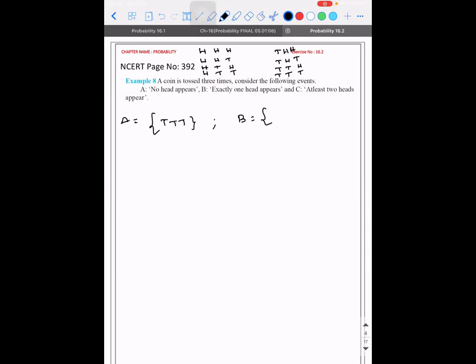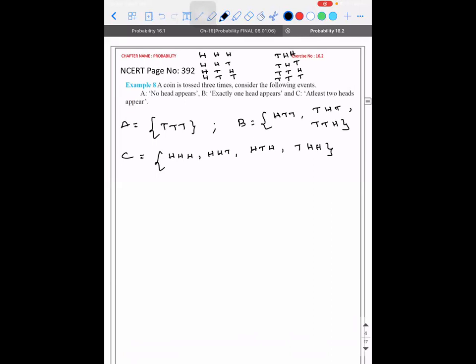Event B is exactly one head appears. See, this is different from at most one. Exactly one means there should only be one head. So head, tail, tail; tail, head, tail; tail, tail, head. And C is what? At least 2 heads. So at least means minimum 2, maximum 3. Head, head, head; head, head, tail; head, tail, head; tail, head, head. That's it.